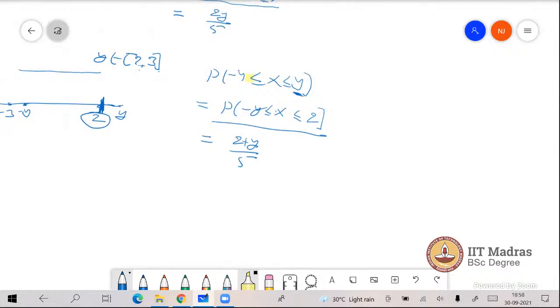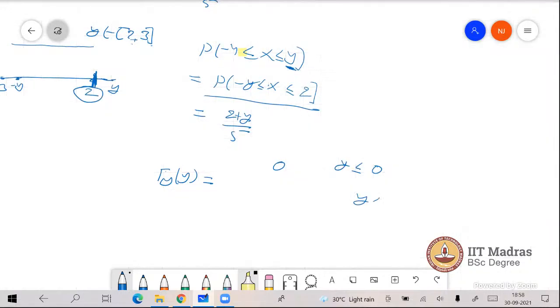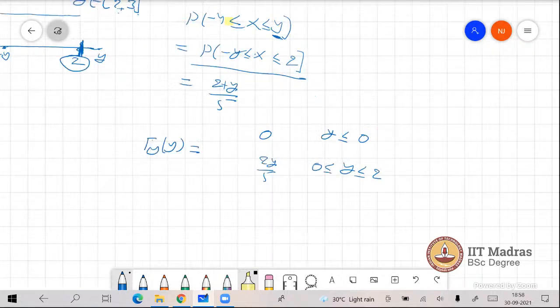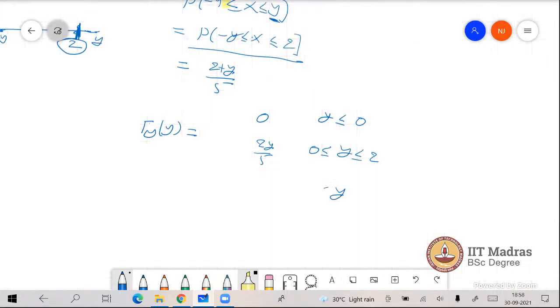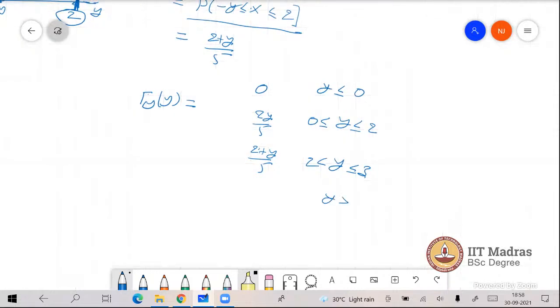Now I have done every point I have taken. So what will be my CDF of y? F of y will be 0 when y is less than or equal to 0. When y is 0 to 2, this will be 2y by 5. And whenever y is 2 to 3, (2 plus y) by 5. And when y is greater than or equal to 3, it is 1.